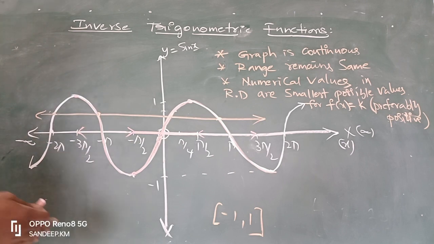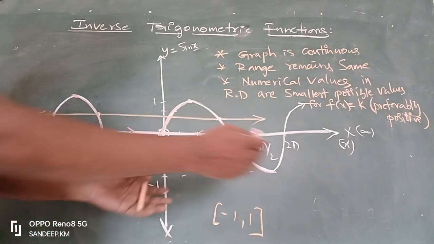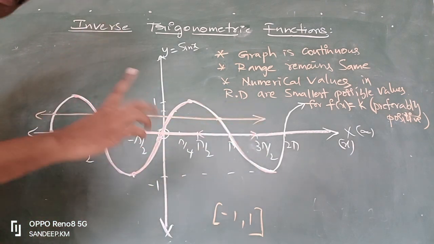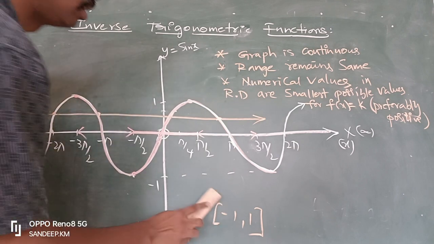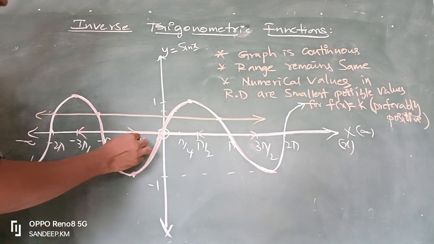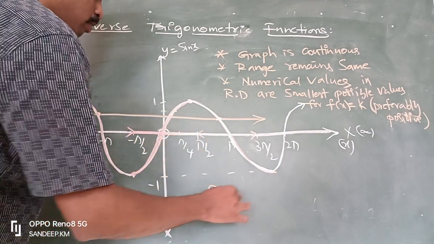Okay, now like this we have infinite possible restricted domains, but I will choose only one among them. What is that? Let us see here. What is it? My first choice was between minus pi by 2 and plus pi by 2.